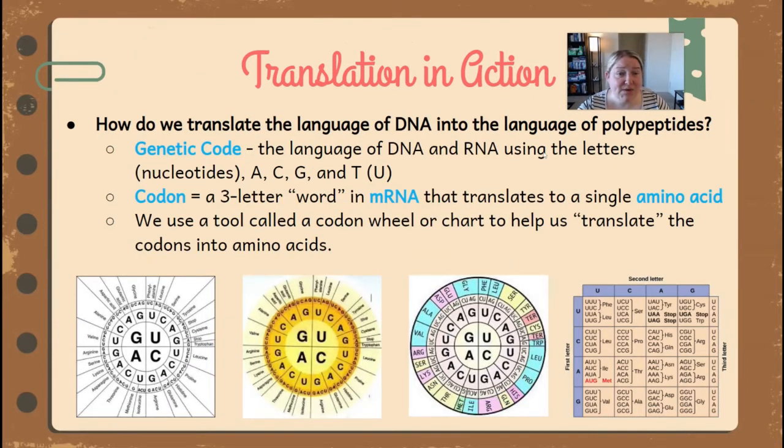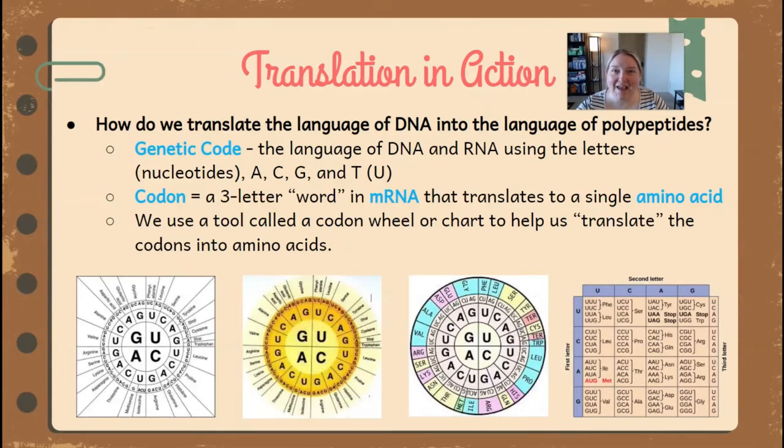All right, so a couple different things. How do we translate the language of DNA into the language of polypeptide? We need a genetic code. Again, that's the language that we first start out with, DNA and RNA. Those are the A's, the G's, the C's, the U's, and the T's. These nucleotides, that is a language. They're formed into these words, which we call codons. And then we use this tool called a codon wheel.